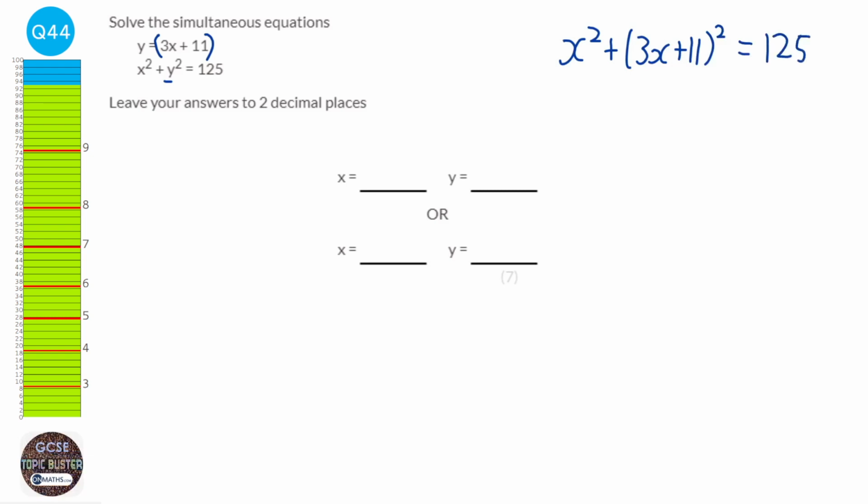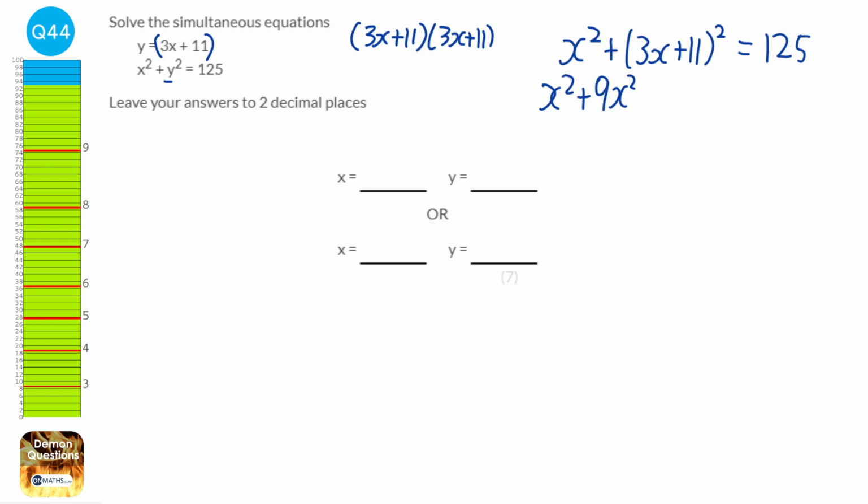Now we need to expand the brackets there. So we're going to have x squared, and you can use any method you want. Don't forget, when you square brackets, that's just 3x plus 11 times 3x plus 11. So 3x times 3x is 9x squared. Then we've got 3x times 11 plus 3x times 11, which is 33x plus 33x, which is 66x. And then we've got 11 times 11, which is 121.